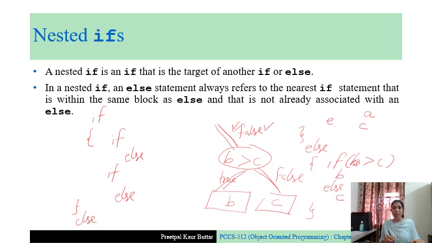the same block. So for this else, this if is nearest and also within the same block, so this else will be associated with this if. Similarly, this else will be associated with this if. For this else, although the nearest if is this, this is not within the same block. This block is an inner block, but this else is in the outer block. So the nearest if in the same block is this. So this else will be associated with this if.